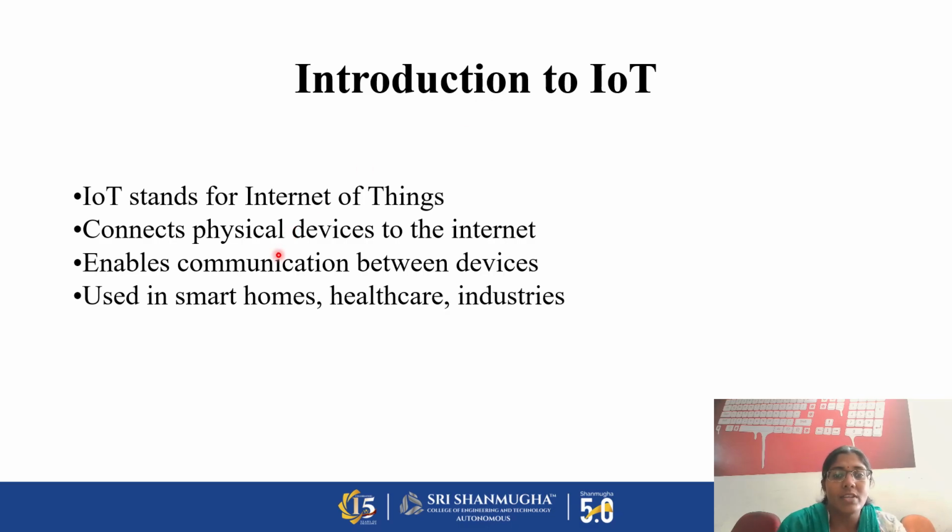So where can we use this IoT? We can use this IoT in smart homes. Smart homes means automated appliances, where we can use the automated appliances. In that type of application, and in healthcare and industries, in these places we can use Internet of Things.